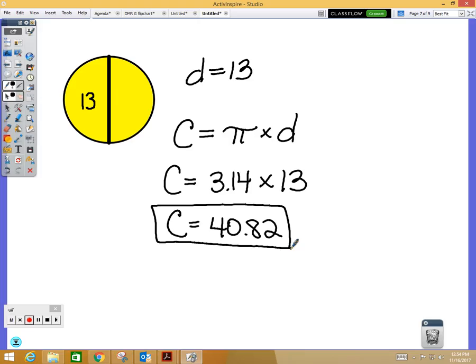So I'm going to say it one more time. I want you to write the formula. I want you to substitute into the formula and show that, and then give me your final answer on your paper. Questions?